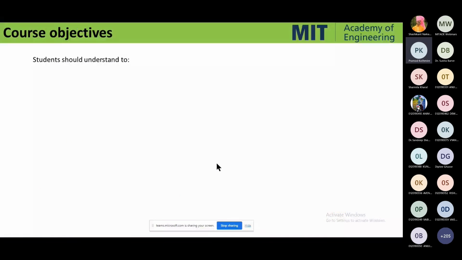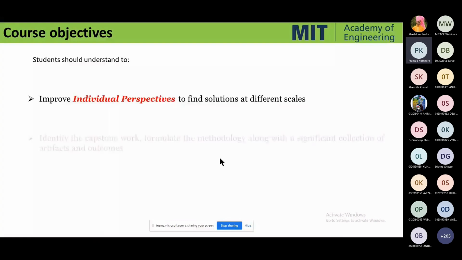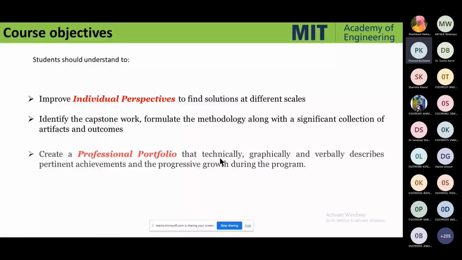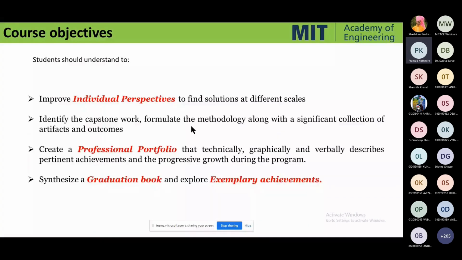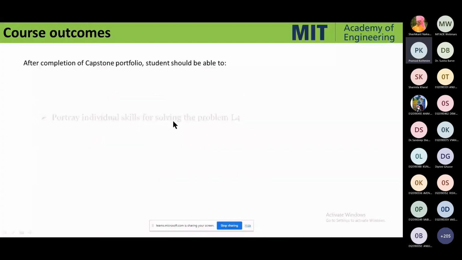So with the entire scenario of capstone, digital portfolio and graduation book, we have framed the course objective. From this course objective, these are the 4 keywords which everyone should highlight: individual perspective in identifying the problem and proposing the solution for the problem, then professional portfolio, graduation book, and exemplary achievement. In line with the objective, we have presented the outcomes.